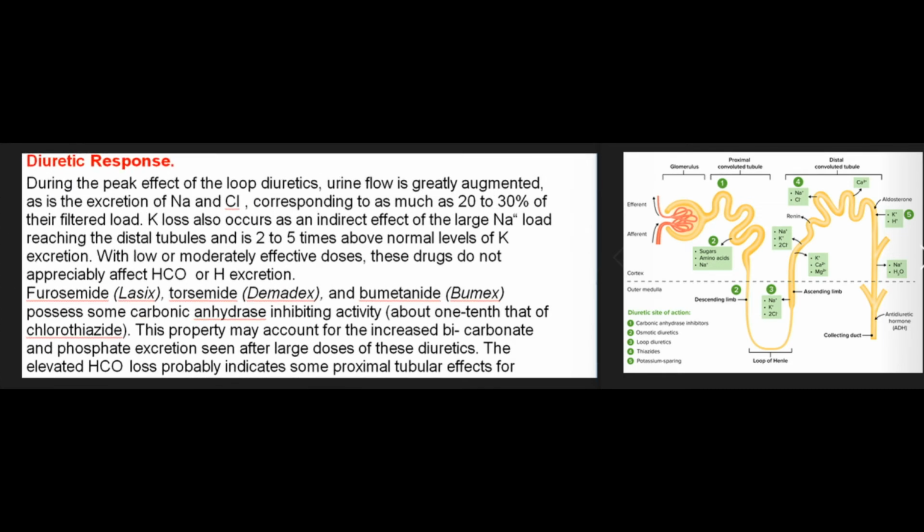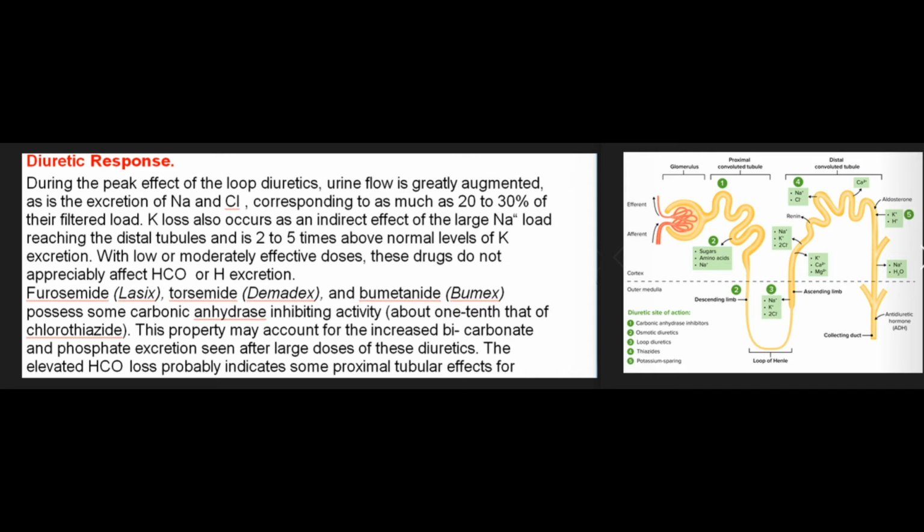Diuretic response. During the peak effect of the loop diuretics, urine flow is greatly augmented, as is the excretion of Na and Cl, corresponding to as much as 20 to 30% of their filtered load. K loss also occurs as an indirect effect of the large Na load reaching the distal tubules and is 2 to 5 times above normal levels of K excretion.